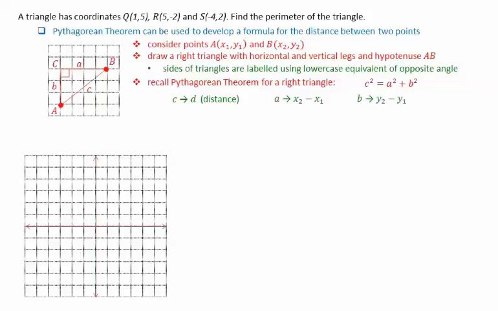The b in the Pythagorean theorem relationship corresponds to the vertical distance between the points A and B. This is y2 minus y1. Substituting this into the Pythagorean theorem formula, we get d squared equals (x2 minus x1) squared plus (y2 minus y1) squared. Taking the square root of both sides gives us what's called the distance formula. d is equal to the square root of (x2 minus x1) squared plus (y2 minus y1) squared.